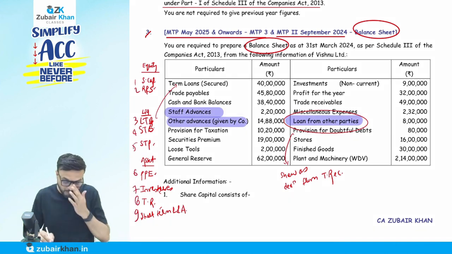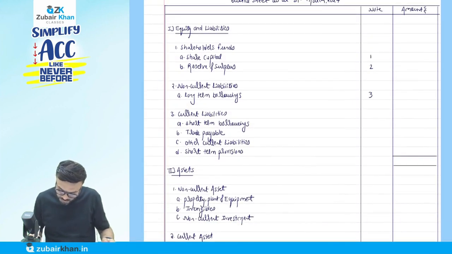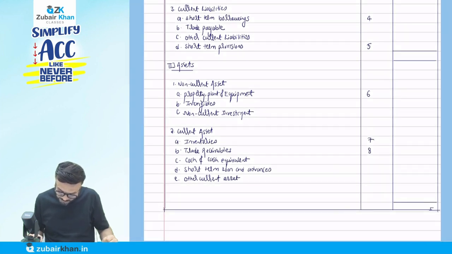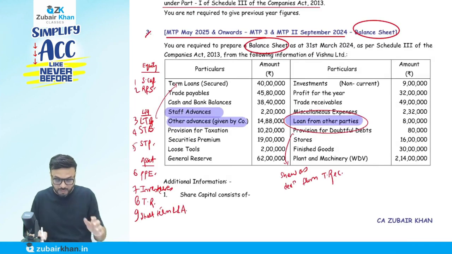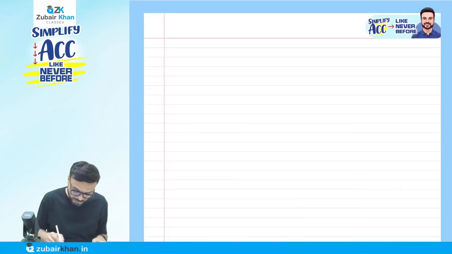Now write down one by one. Share capital that we have here, 1, reserve and surplus 2, long-term borrowing we have 3, short-term borrowing 4, short-term provision 5th, then PPE is 6, then we have inventory 7, trade receivable 8, and then we have short-term loans and advances, this is 9. So now we have to write down each of them one by one. Notes to accounts, write down one by one.